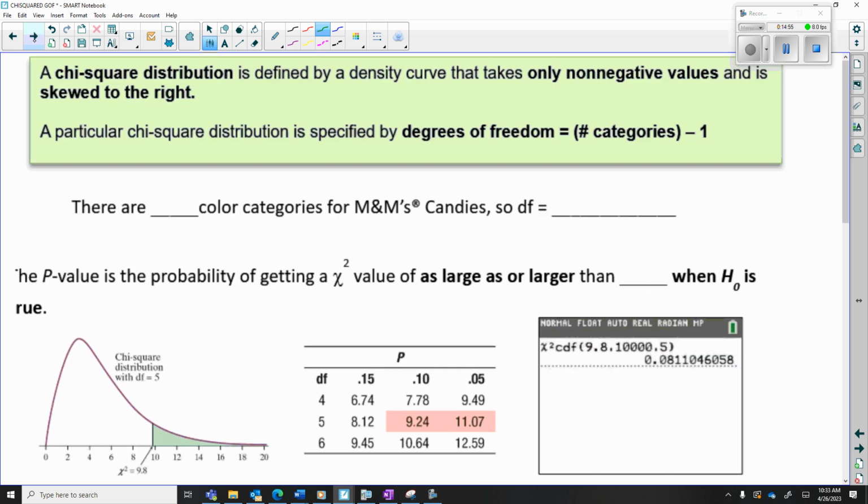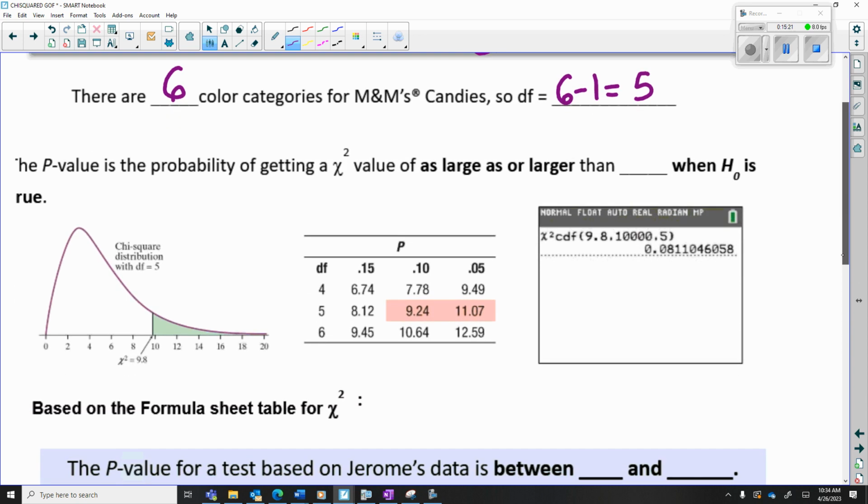Okay, so when we do this, we're going to put it in the calculator, but we have to note that we're going to need the degrees of freedom. For this, the degrees of freedom is a little different. You have to take the number of categories, so in this case, it was the number of colors, and subtract 1. So there were 6 total colors for the M&Ms, so we're going to do 6 minus 1, and we're going to get 5 degrees of freedom for this question. Okay, and then the p-value is going to be the probability of getting a chi-square value, a test statistic value, as large or larger than whatever we get for our chi-squared value, assuming that the null hypothesis is true.